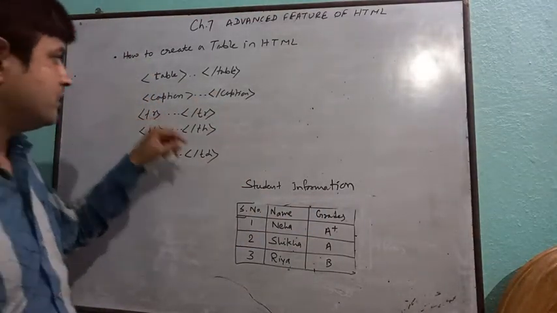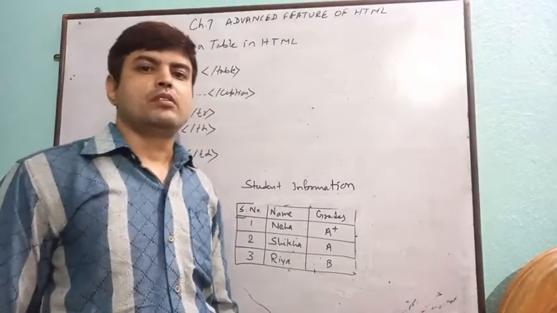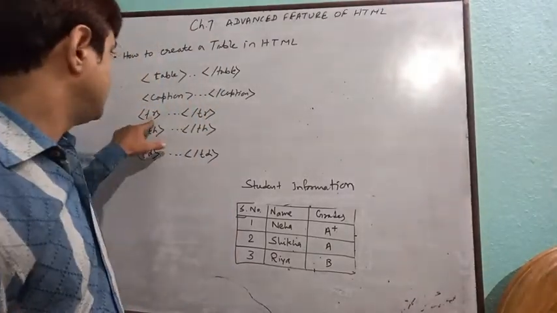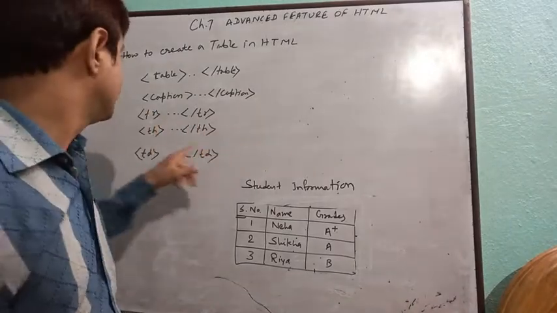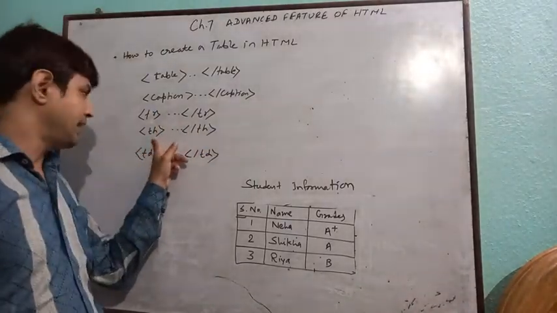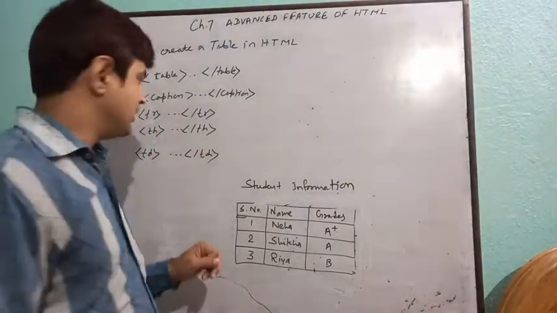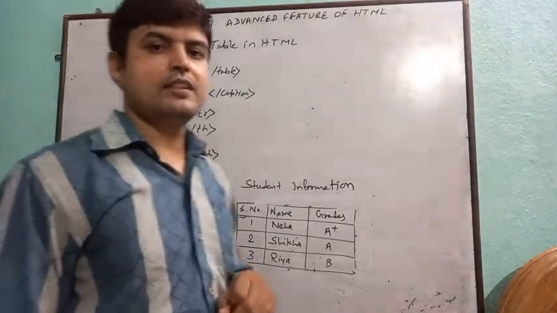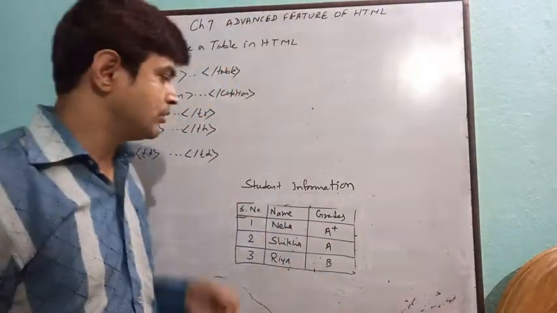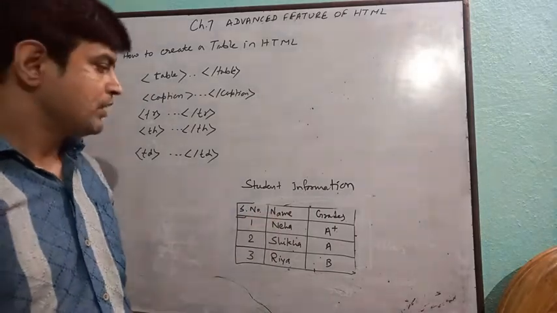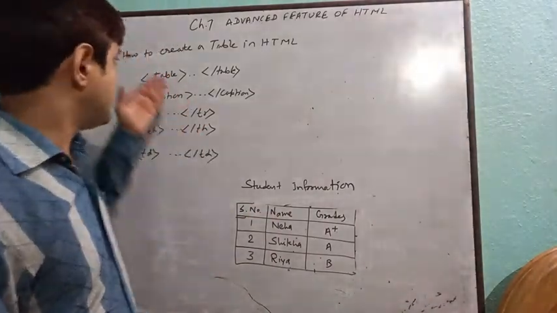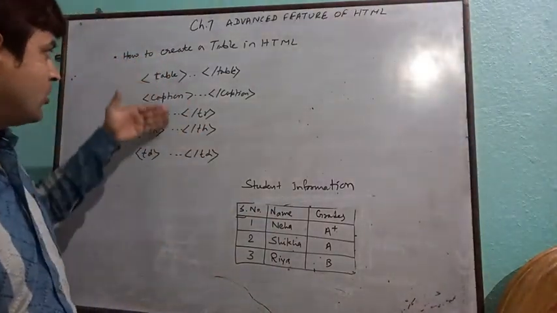And tr tag is used to write rows. Here tr stands for table row. And th tag, that is the table heading tag, and td tag, that is the table data tag. td tag is used to enter the data in the cell. Now let us discuss, and it has been written in the order of its priority.